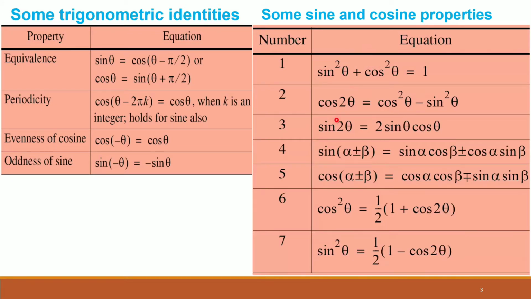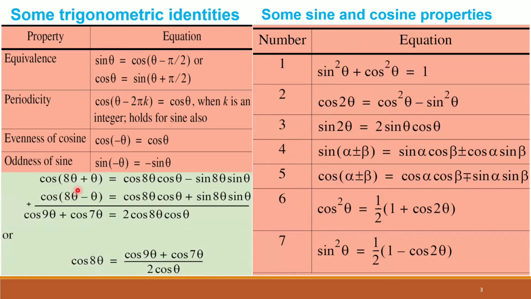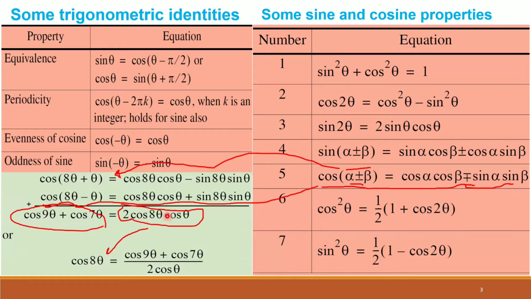Using properties 1 and 2, the properties 6 and 7 can be obtained. Similarly, 2 and 3 can be obtained from 5. An example is given for different angle scaling. The left side can be extended using 5, and the addition of the first two equations results in cosine of 9θ plus cosine of 7θ, which equals 2 cosine of 8θ times cosine of θ. Finally, cosine of 8θ can be calculated using cosine of the three angles, that is, 9θ, 7θ, and θ.